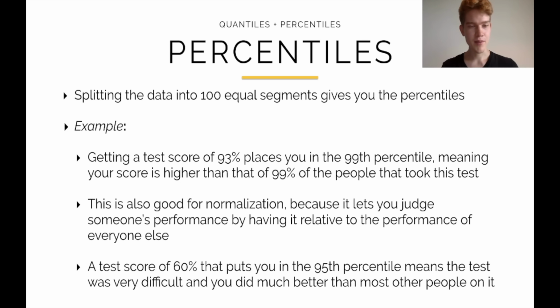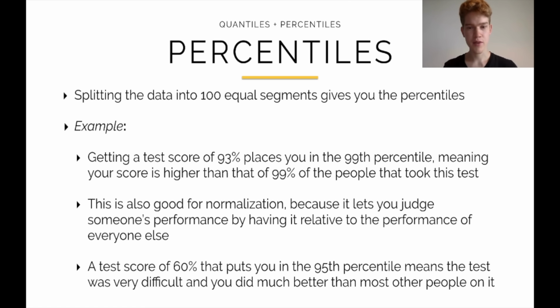And so an example of this is often used in test scores. So if you've ever taken something like the SATs or something like that, then you get a test score, but you also get a percentile. And the reason that's done is to judge not you versus the test, but you versus everyone else. And so if it's a difficult test, then something like getting a test score of 60%, but you're in the 95th percentile, means your score is actually a lot better.